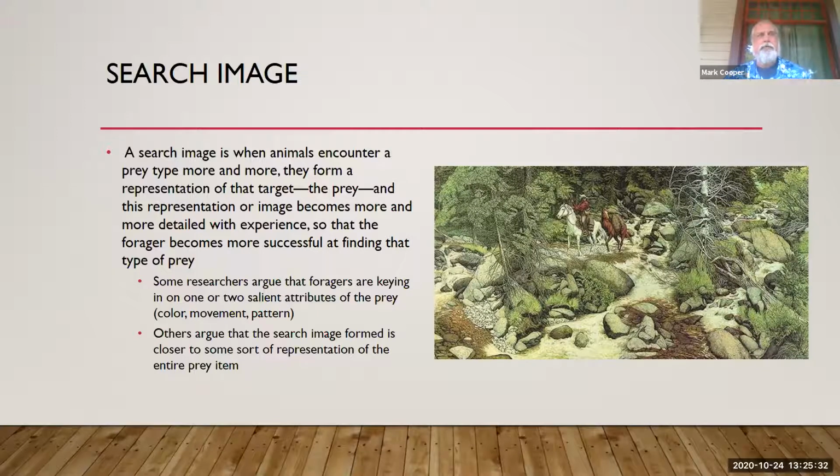So sometimes new foods may be edible, but an animal does not recognize that. There's a couple of different ideas of why they do it. Some researchers argue that foragers are keying in on one or two attributes of the prey. So it could be color, it could be movement, could be some kind of color pattern. Others argue that the search image is formed so you kind of know what the animal looks like. It doesn't have to be exactly that animal or that prey item, but you have this overall picture of what it looks like. So let me give you just an example of search image.